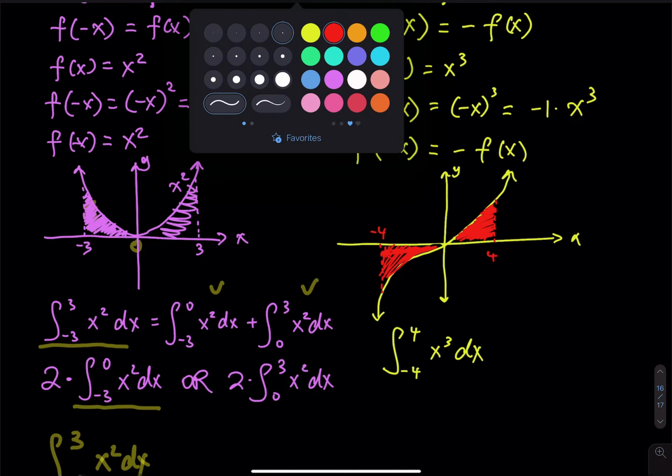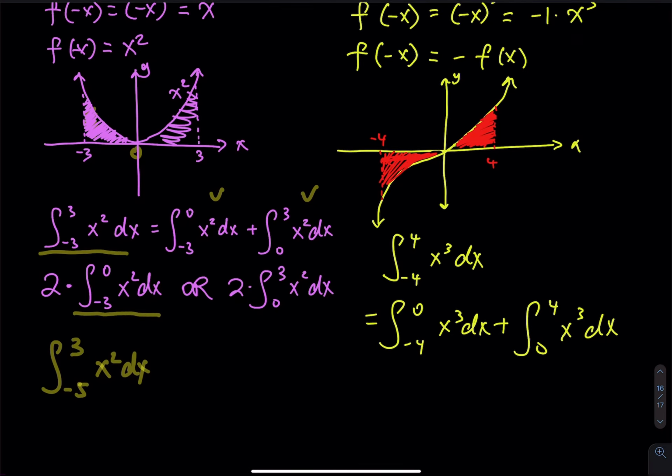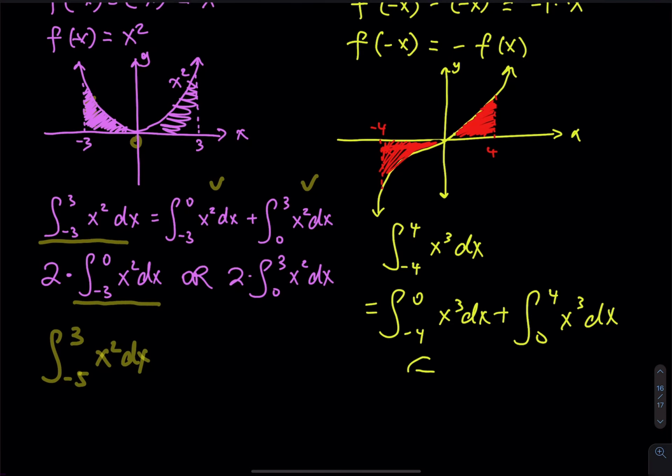How do you break this down into two integrals? This integral is the same thing as the integral from negative 4 to 0 of x to the third dx, plus the integral from 0 to 4 of x to the third dx. The one thing I can tell you is that this is going to be negative, and this is positive, so the sum is equal to 0. Let's say from negative 4 to 0, the answer is negative 10. That means the other piece must be positive 10. Then you have negative 10 plus positive 10, which is equal to 0.